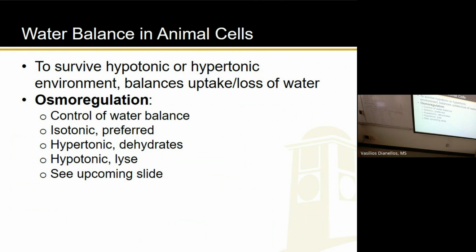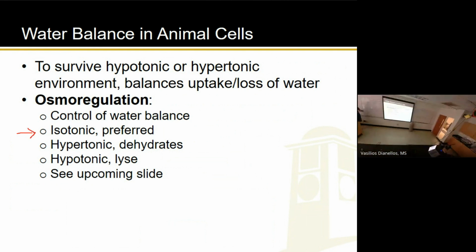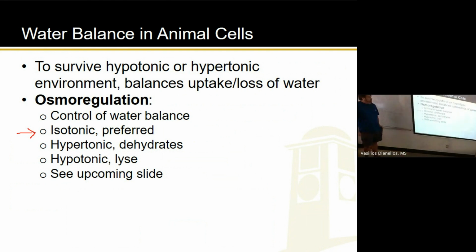So for that reason, if we're talking about our cells, human cells, animal cells, generally speaking, prefer isotonic. They don't want water in there, but they don't want so much water that it's going to explode. They don't want so little water that it's going to shrivel up. They prefer an isotonic environment. So animal cells, generally speaking, prefer an isotonic environment. That is something we should know from the exam.